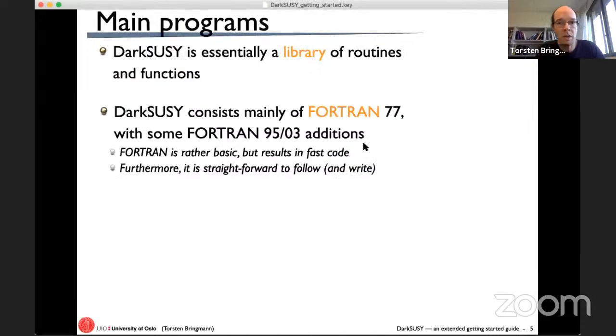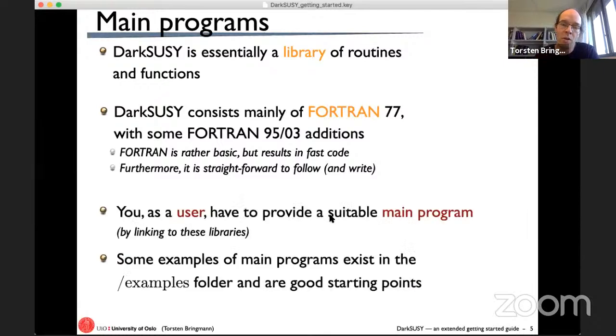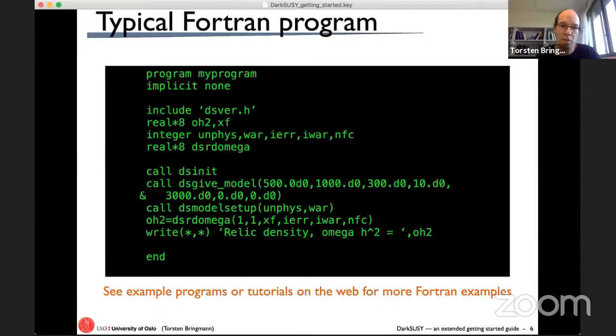The main point we already mentioned in the previous presentation: DarkSUSY is just a library of routines and functions in Fortran. So as a user of DarkSUSY, you have to provide a main program. You write a simple main program that links to the libraries provided by DarkSUSY, and many example programs you find here, as already mentioned.